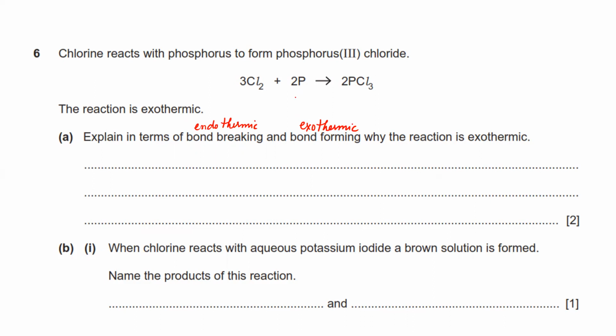So during this, chlorine bonds are breaking and PCl3 bonds are forming. So overall, the energy released in making the bonds is more than the energy absorbed while breaking the bonds. Hence, the reaction will be exothermic.